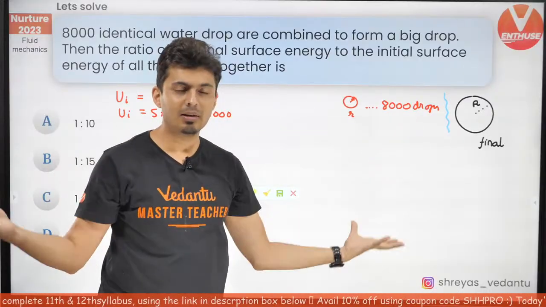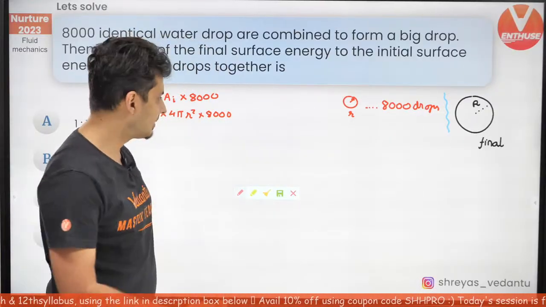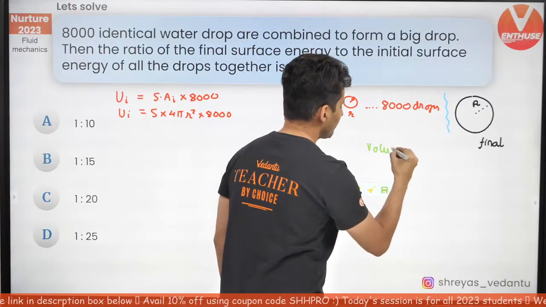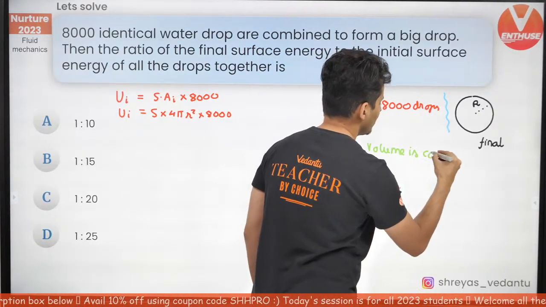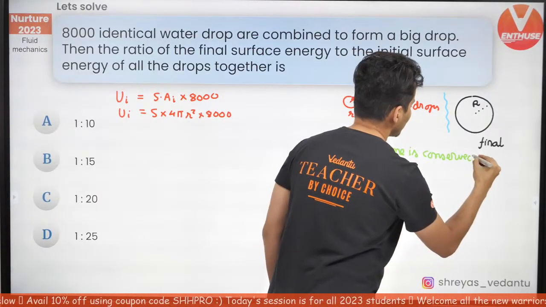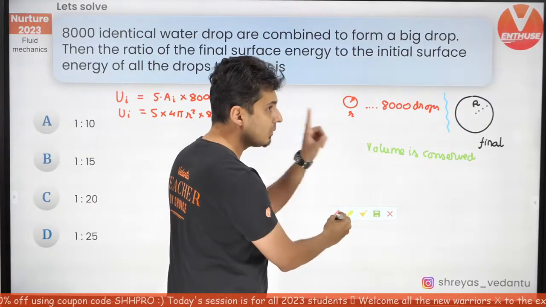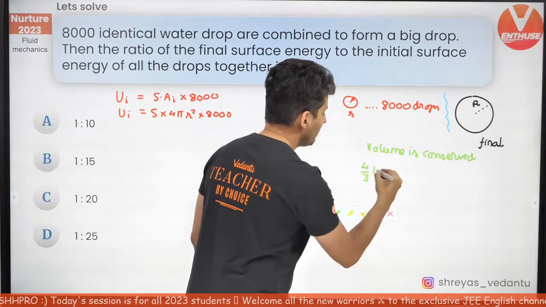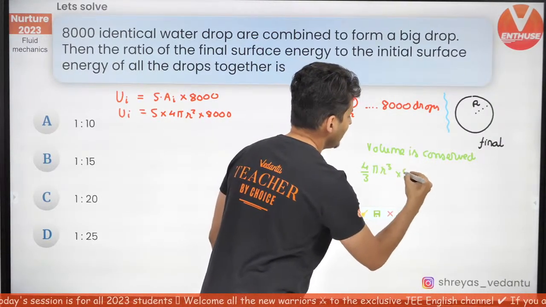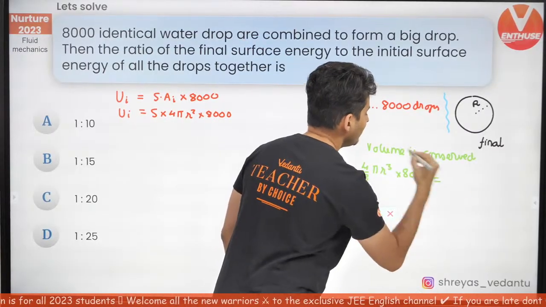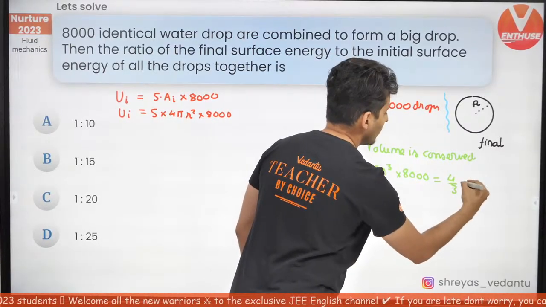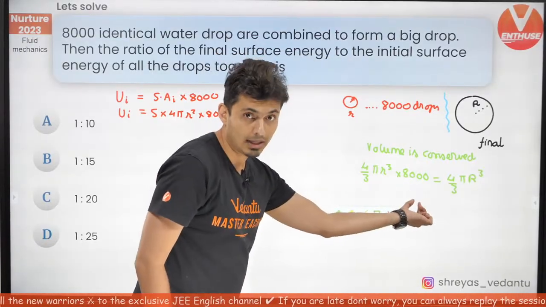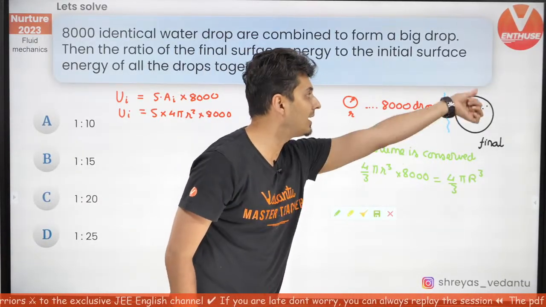The total water will be the sum of all the volumes, correct? That's all. So here, what I can say is that the volume is conserved. And if the volume is conserved, my dear warriors, think what should happen. Initial volume will be 4 by 3 pi r cube, but there are 8,000 such drops, which will be equal to the final volume, which is 4 by 3 pi capital R cube.